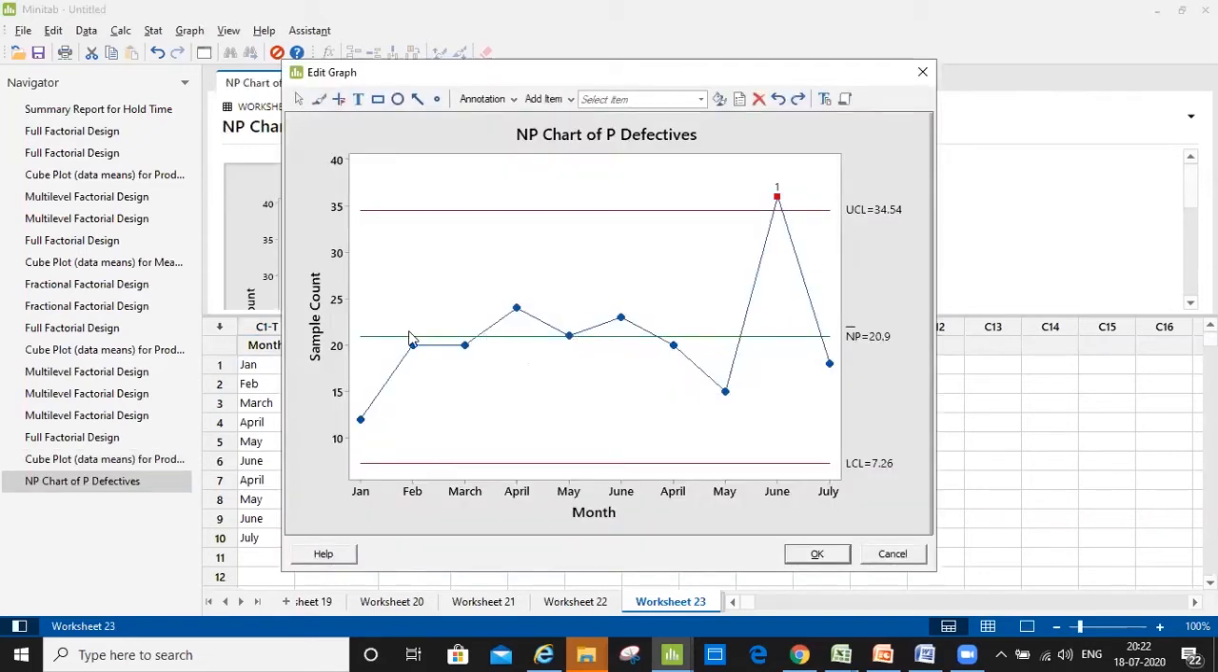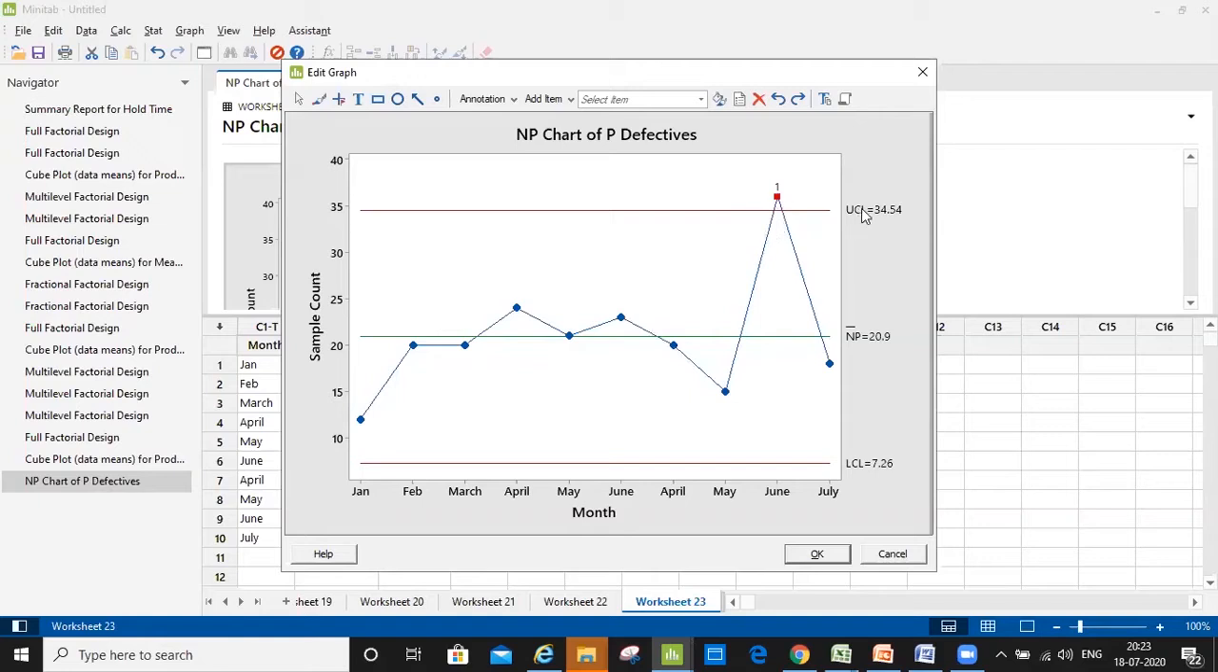So you see, this line is the average of all the defects that we had. This is my lower control limit, which is 7.26. And this is my upper control limit, which is 34.54. All these data points that you can see have some amount of variance, but all of these are normal cause.